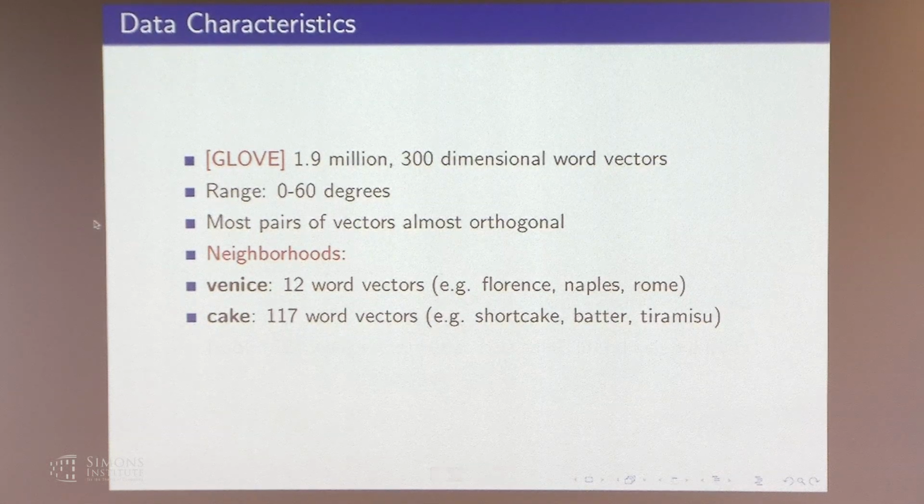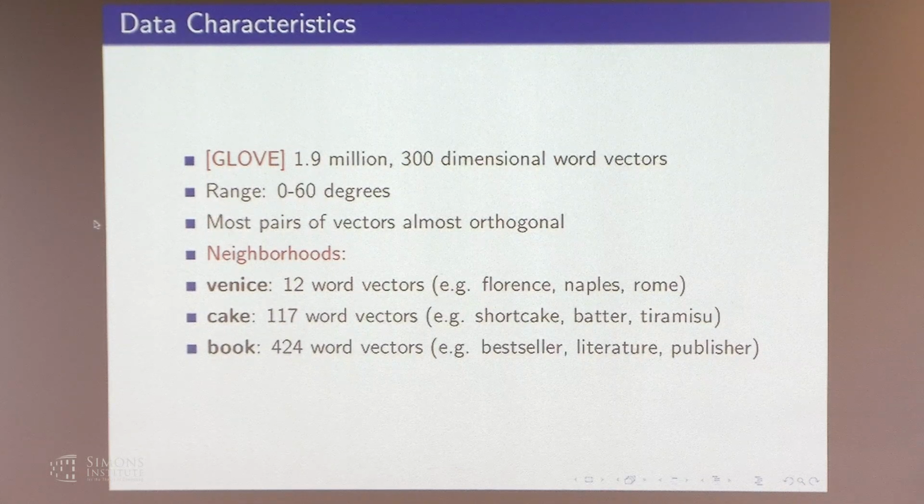For a word like cake, you get shortcake, batter, tiramisu. There are about 117 such word vectors. For book, there are about 424 such word vectors. The point is, typically, there are very, very few points in your data set that are within 60 degrees, and they're quite correlated. So what we want to know is, how dense is this region? Given a query vector, how many points are within 60 degrees of the query vector?